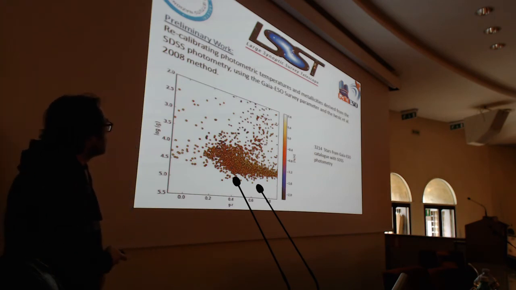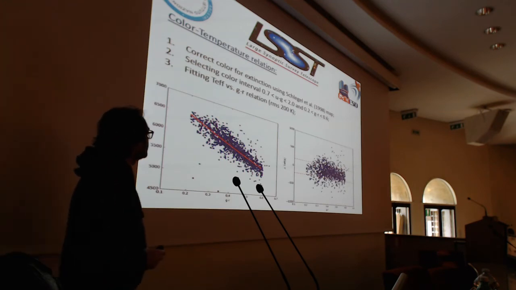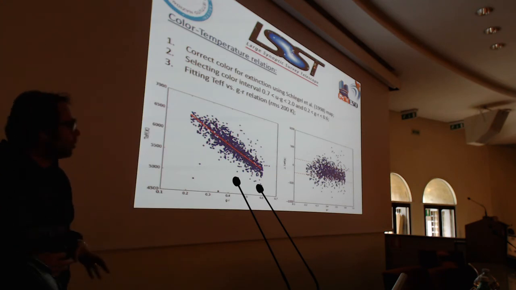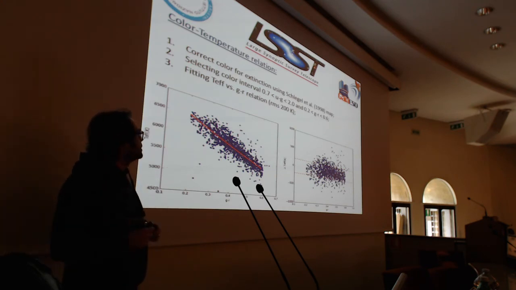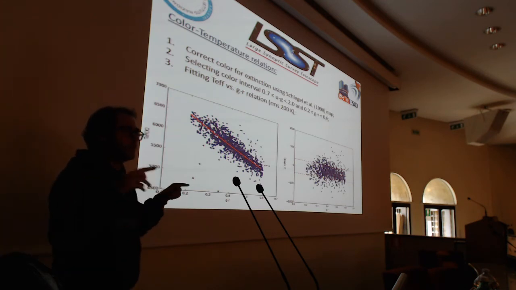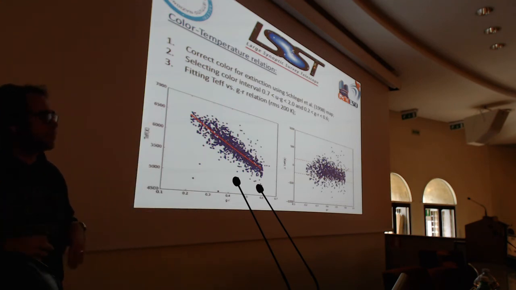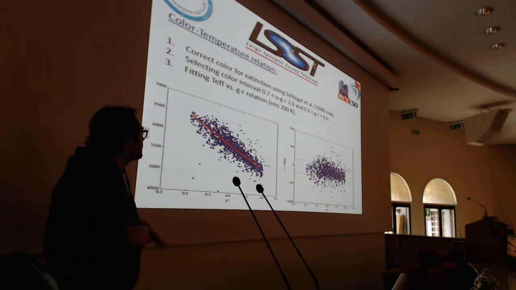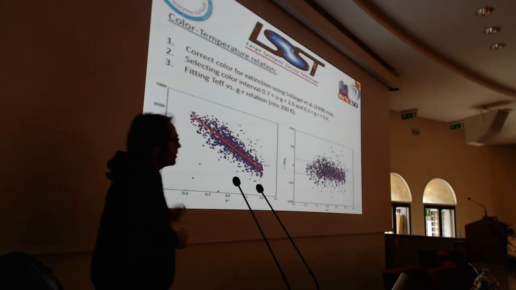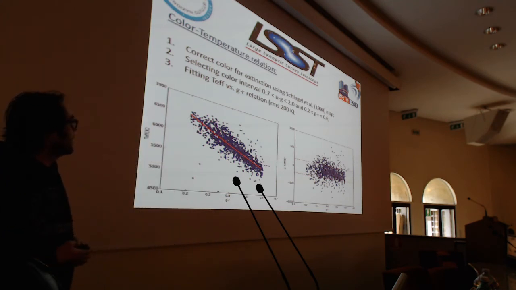So we started with the temperature versus color relation, selecting a sample in the same color box defined to derive the temperature versus color relation in the Sloan, and you see we find a nice correlation, and the RMS that we found is 200 Kelvin.